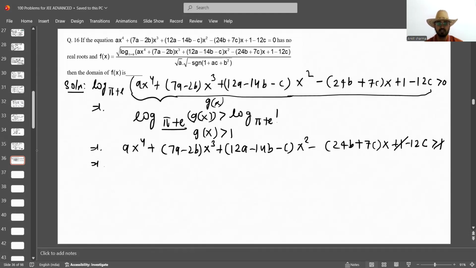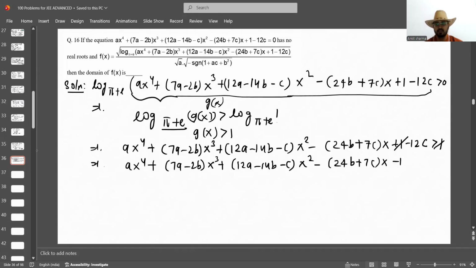So now all I get to see is ax^4 plus (7a minus 2b) into x cubed plus (12a minus 14b minus c) into x squared minus (24b plus 7c) into x minus 12c should be more than 0. This quantity we have to solve for the log. Of course, when we say this thing is always positive, they have already said that this equation has no real roots, so I can shift the 1 here and write that this quantity is always more than 0. Now it is enough to solve this entire expression.